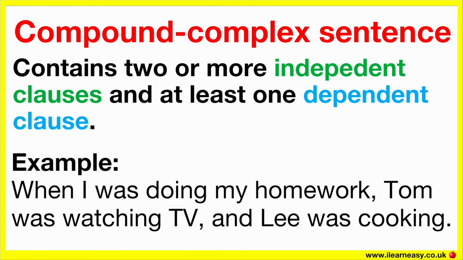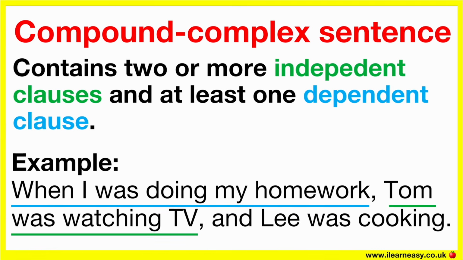When I was doing my homework, Tom was watching TV and Lee was cooking. When I was doing my homework is a dependent clause. Tom was watching TV is an independent clause. Lee was cooking is an independent clause. The two independent clauses are joined by the conjunction and. Therefore, this is a compound complex sentence. It contains two independent clauses and one dependent clause.